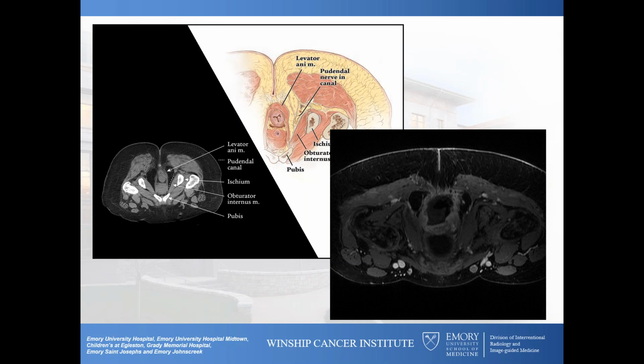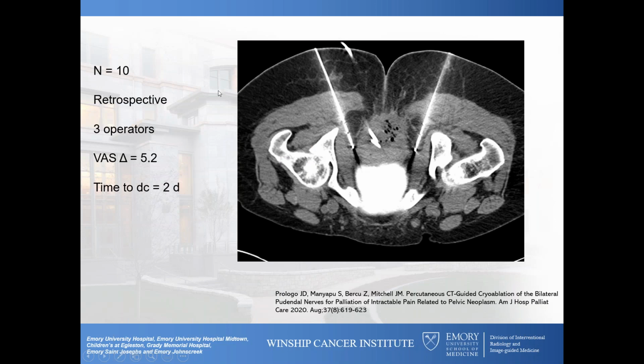And so the pudendal nerves are nerves that run underneath the obturator internus fascia in a potential space on CT, so sort of where this dotted line is, underneath the fascia. And they are carrying pain signal with minimal motor output from the pelvic region. And so in CT guidance, we can target these nerves for cryoneurolysis.